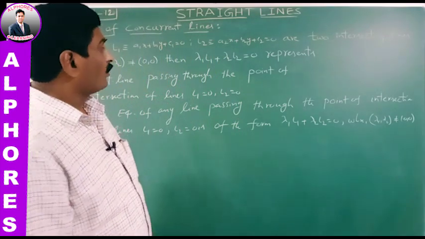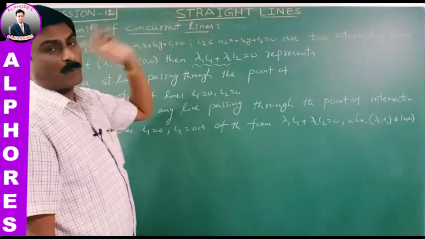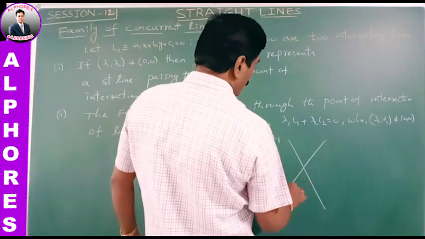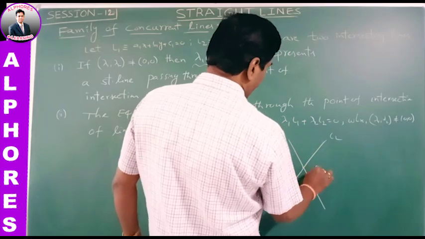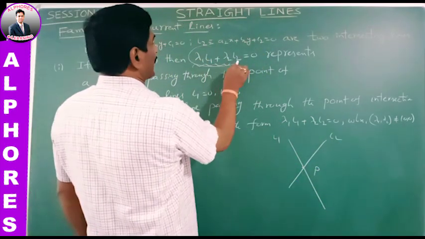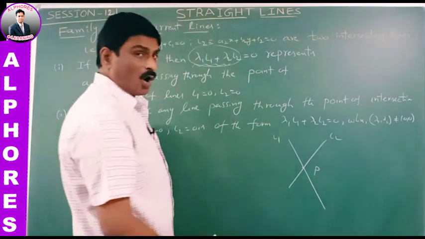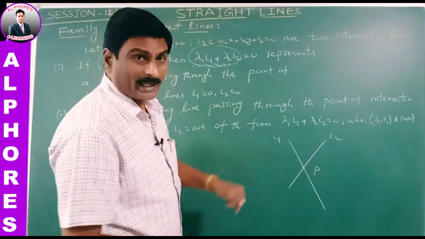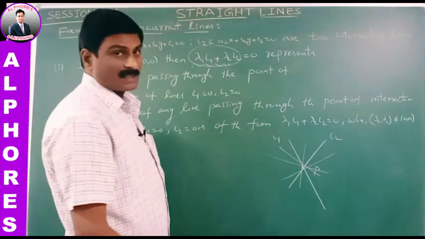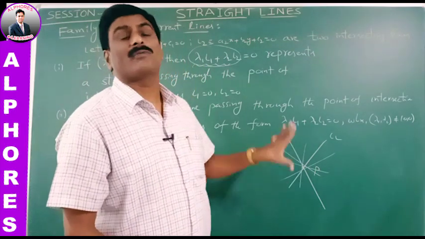Now, this equation represents any line passing through that point of intersection. Suppose L1 is this line, L2 is this line. These are intersecting at P. Then this equation represents any line passing through this point P. That means how many lines are possible from a given point P? This is one of the lines, this is another line. Infinite number of lines pass through this point P. All of these lines are said to be a family of concurrent lines.